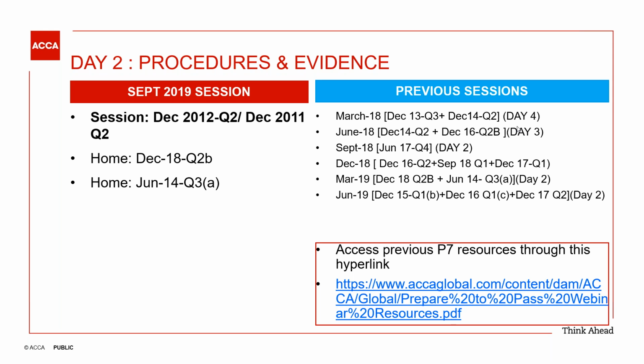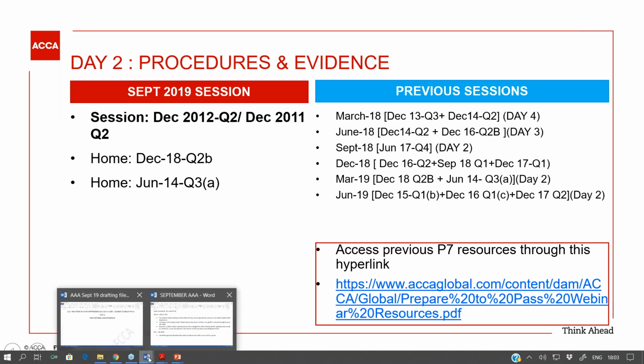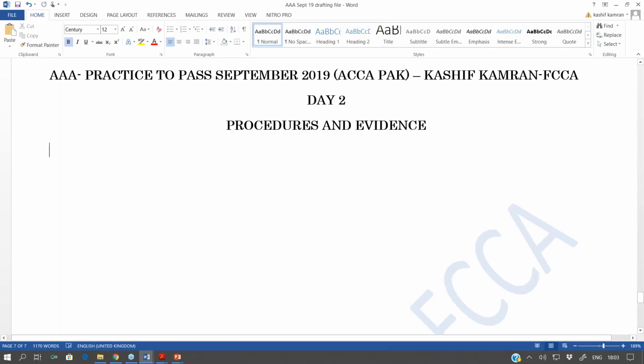So let's first start with understanding what procedures and evidence are, and then move on to the exam practice. Just like yesterday, I need to focus on a few important things before I start drilling the exam papers. Just as I used a Word file yesterday, I will be using the same Word file today to set up the agenda for day 2. What exactly are we doing on day 2 in terms of procedures and evidence?